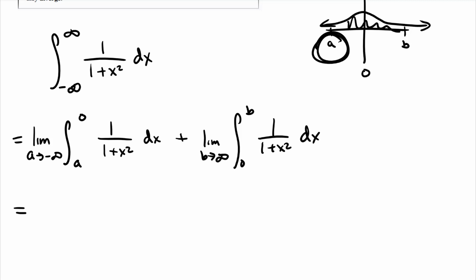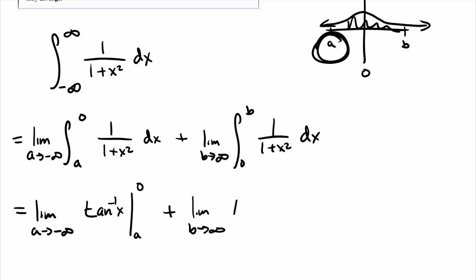Okay, these aren't so bad, but it's all about how you set them up. And your teacher will be a jerk. You plug in infinity? No, you lose all your points. You can't do that. This is inverse tangent of x from a to 0, plus the limit as b tends towards positive infinity of inverse tangent of x from 0 to b.